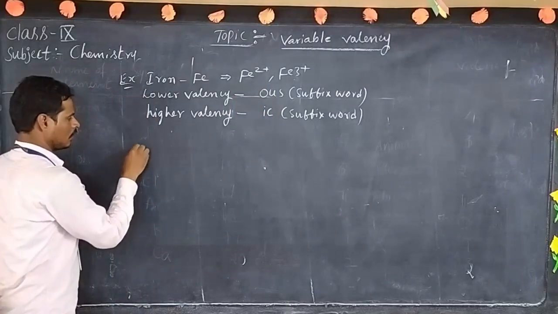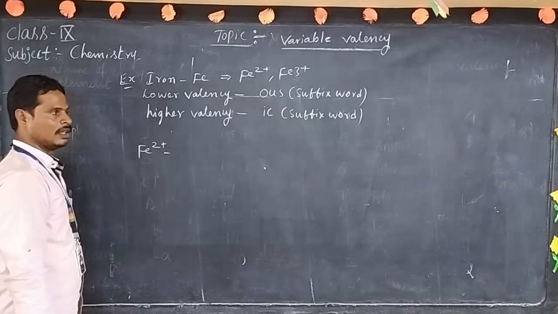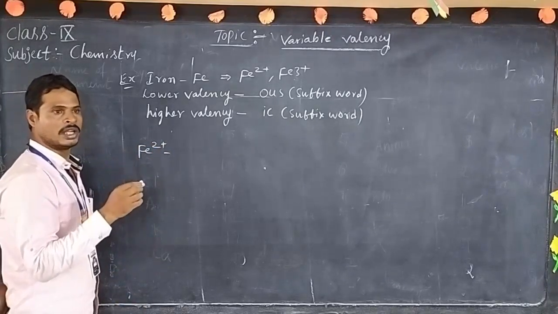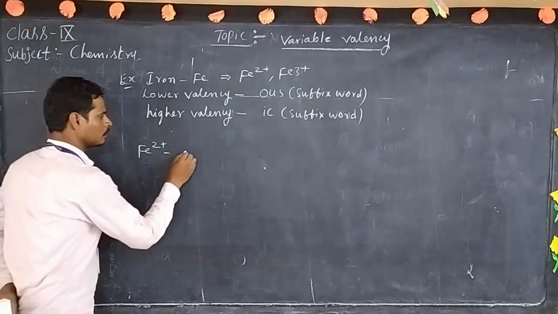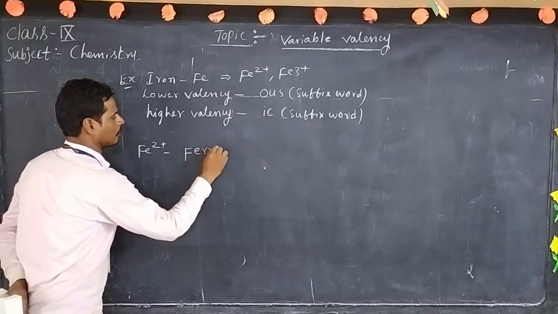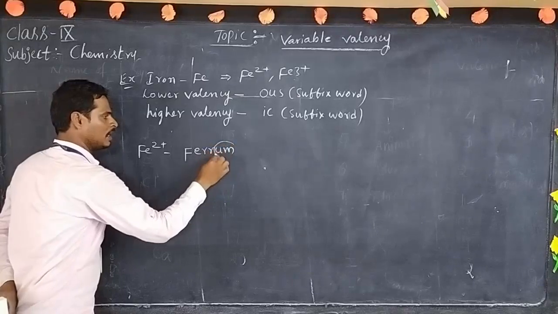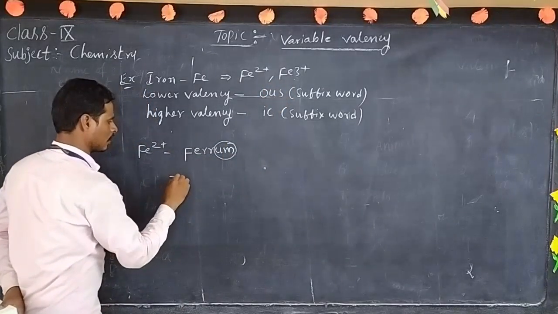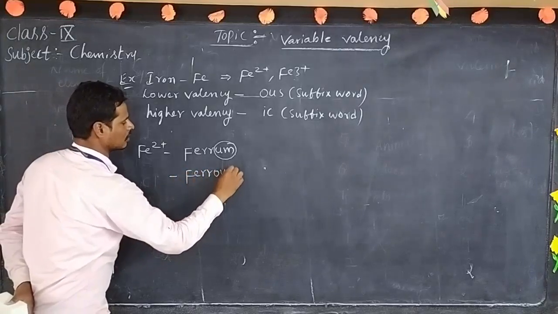Now, Fe2+. This is the lower valency. That's why the suffix -ous is attached to the end of the name of the element. Now, the Latin name of iron is ferrum. Here, the end of the element name is attached to the -ous form. Now we should write ferrous.